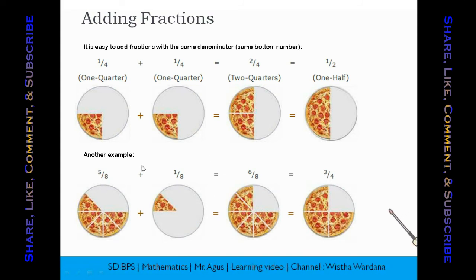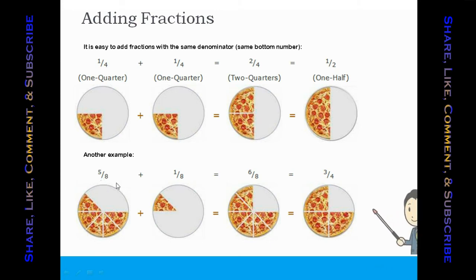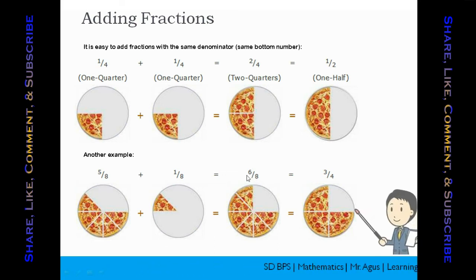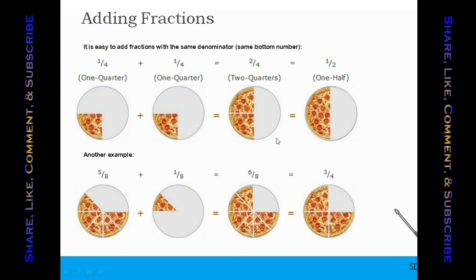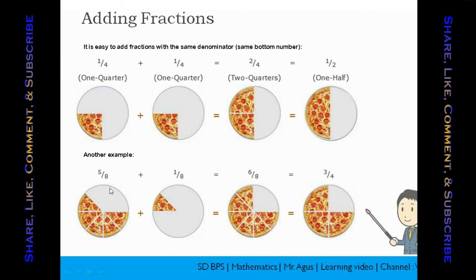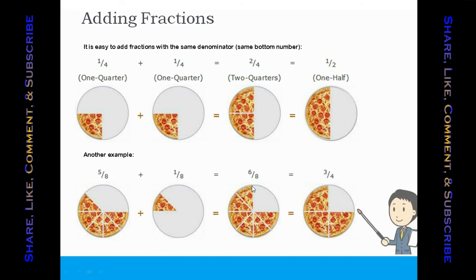Look at the second example. In the second example, we have 5 per 8 plus 1 per 8 equals 6 per 8. Same like the first example, you have to add their numerator only. 5 plus 1 equals 6. How about the denominator? Just rewrite the denominator. So the answer is 6 per 8.